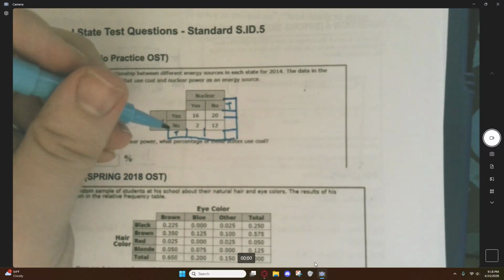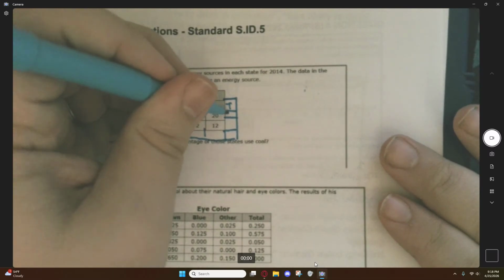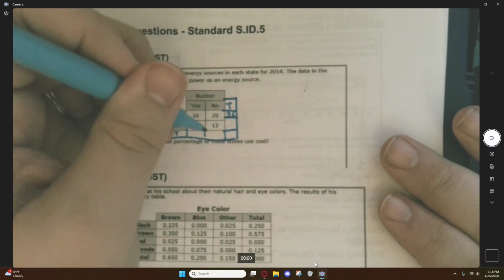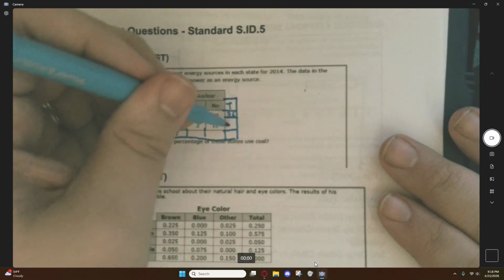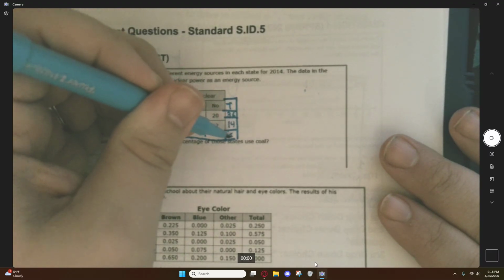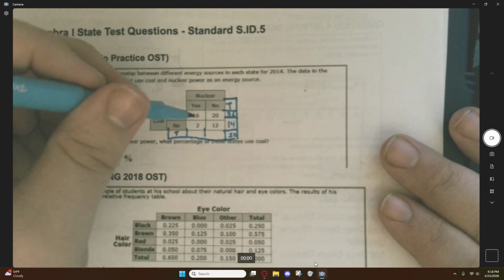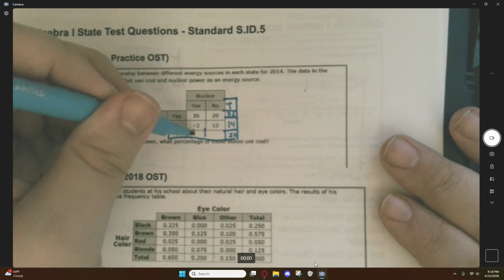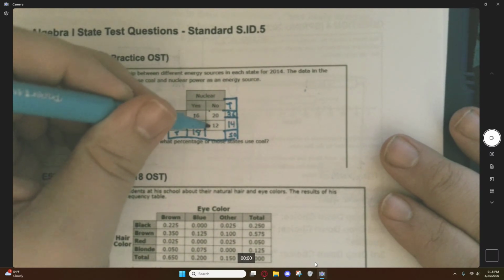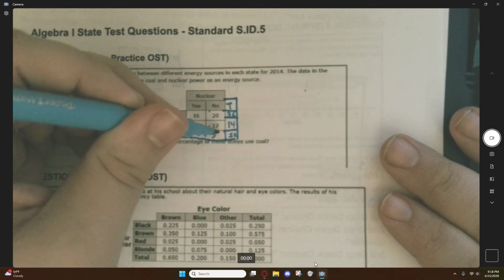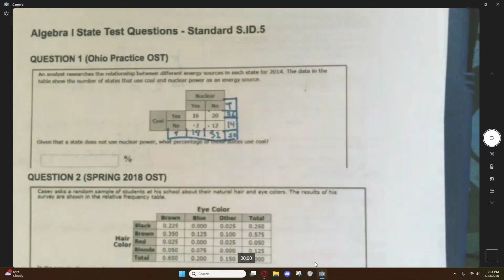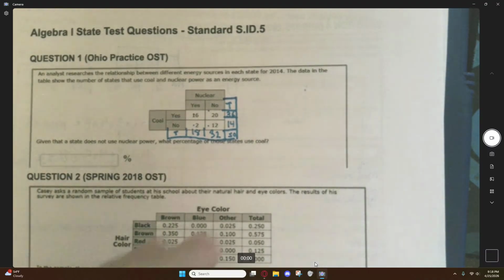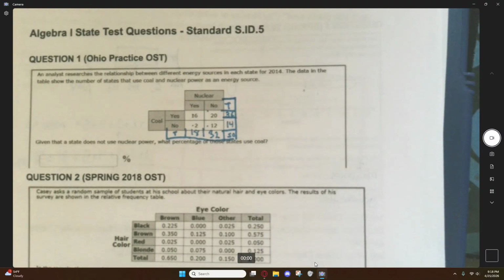So 16 plus 20 is 36. 2 plus 12 is 14. 36 plus 14 is 50. 16 plus 2 is 18. And 20 plus 12 is 32. Okay, so now that we figured out totals, and anytime that it doesn't give you totals, I want you to make totals. Okay?